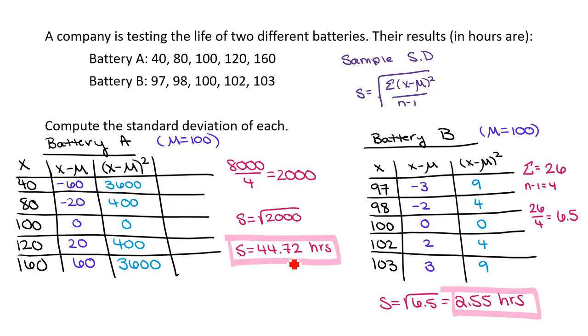So notice that battery A had a much larger standard deviation than battery B, and that's just because battery A has numbers that are much more spread out than battery B.